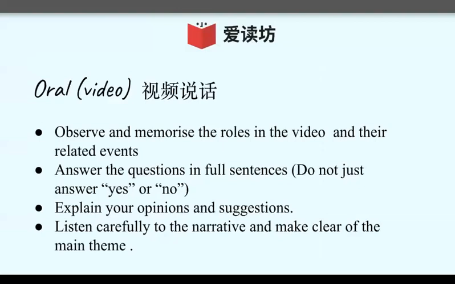Now we go through the video part. Students need to observe and memorize the roles in the video and their related events. Answer the questions in full sentences. Do not just answer yes or no. Students should explain their opinions and their suggestions. And students need to listen carefully to the narrative and make clear the main theme.